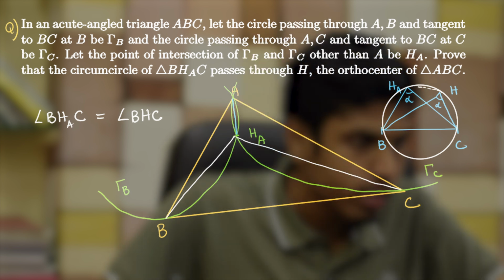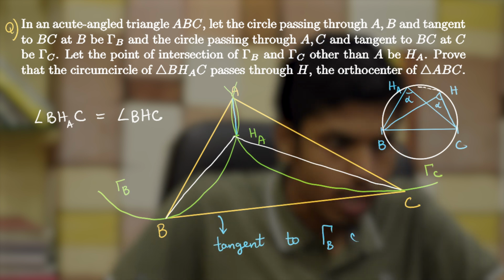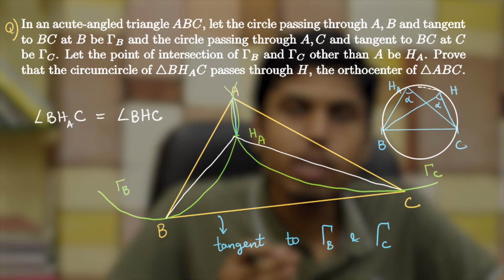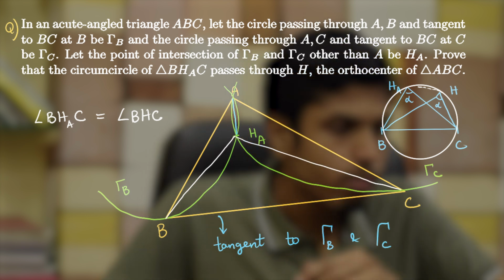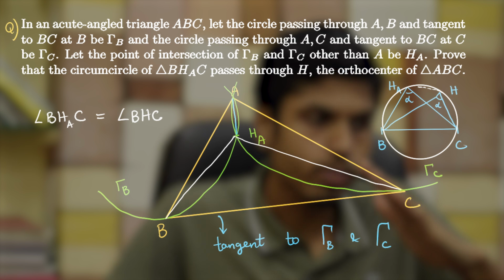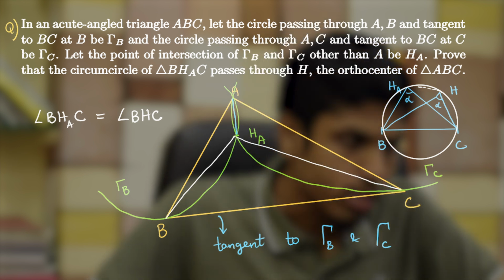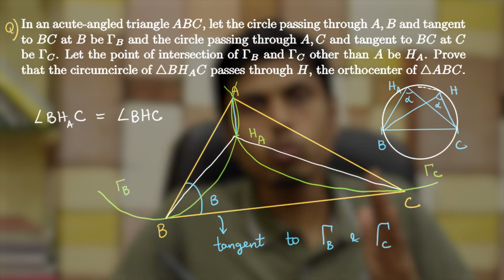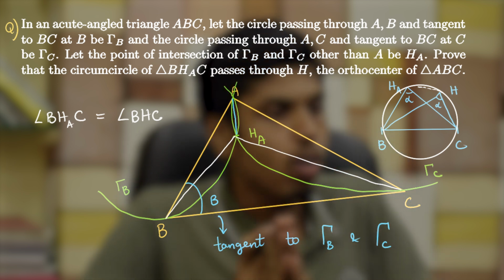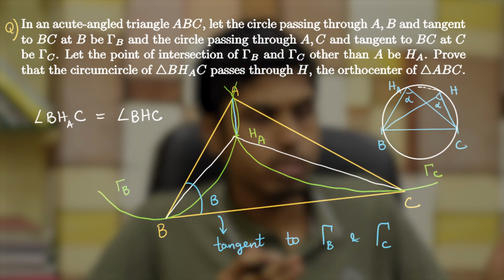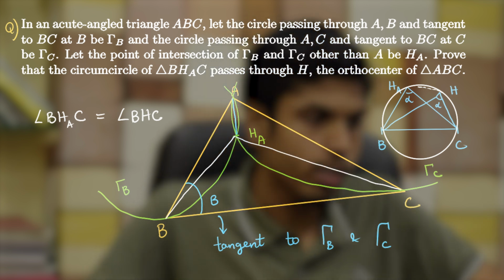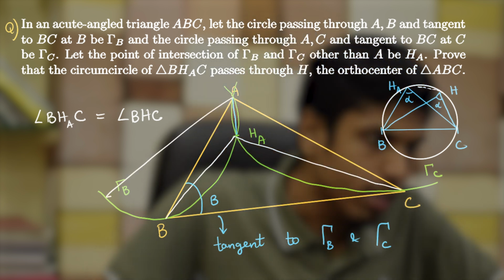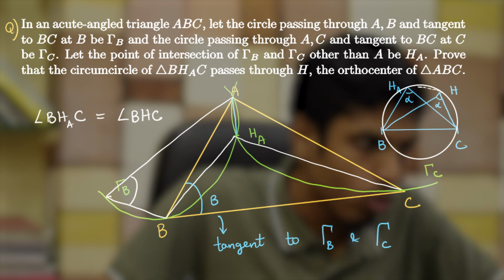Now, notice that BC is tangent to both gamma B and gamma C. Which means we can apply the tangent chord theorem here, because we have a tangent and the chord to be BA. So, consider the chord as BA. So, this angle would be B. This clearly means that the chord AB would subtend the same angle B on the alternate segment of the circle gamma B. So the angle subtended by the chord AB would be B here.